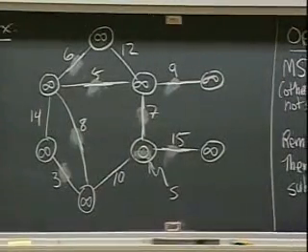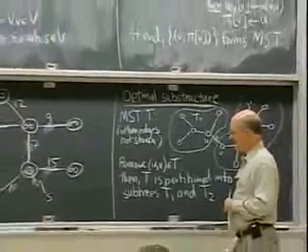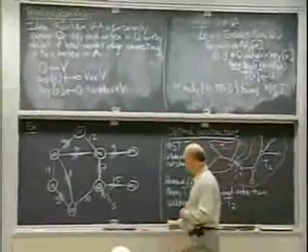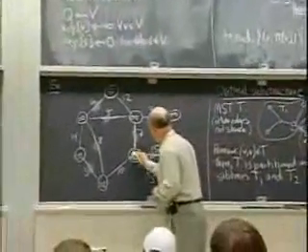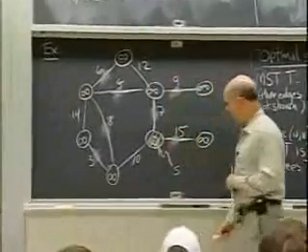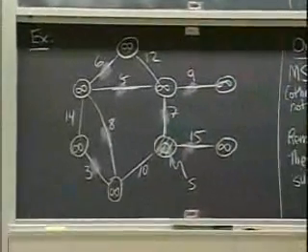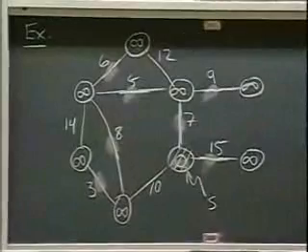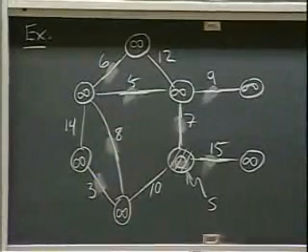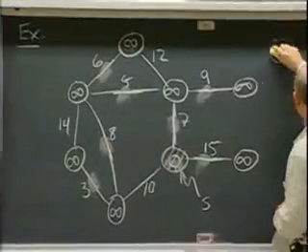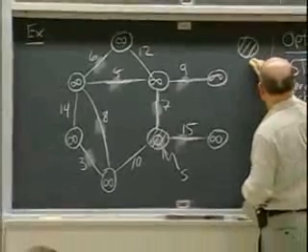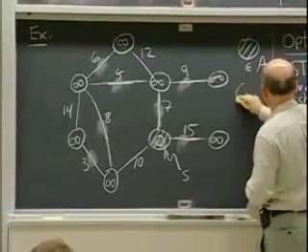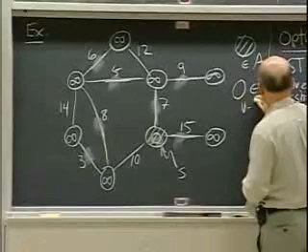And now what I do is I execute extract min. So basically, I'll just shade him like this, indicating that he has now joined the set A. So this is going to be A, and this is an element of V minus A.